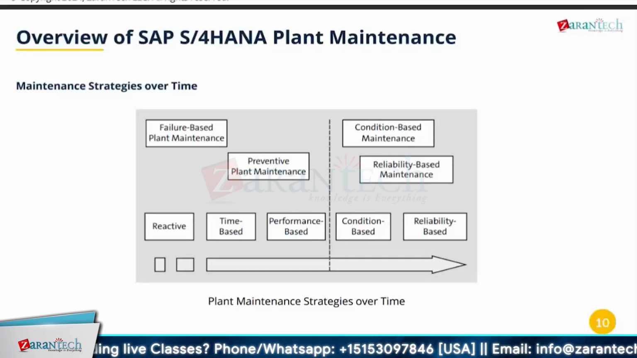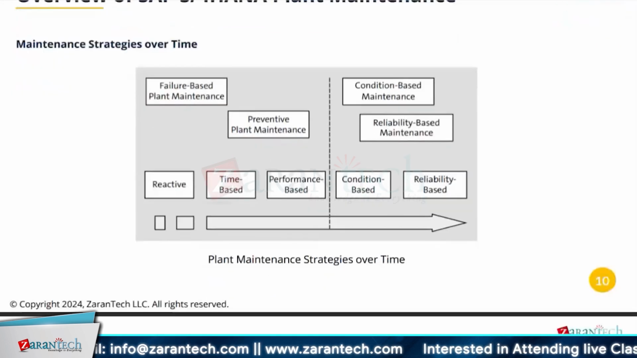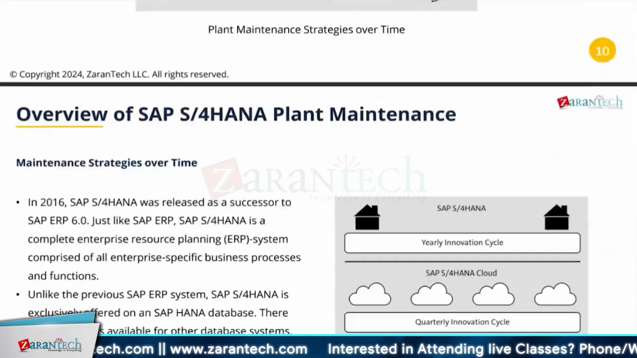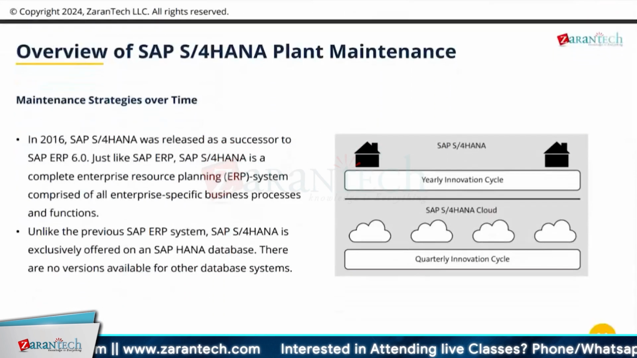And then condition-based maintenance, where we provide the condition, say pressure or voltage, all those things are considered condition-based. And then comes reliability-based maintenance, as the name says. So basically, we have the four maintenance types we cover: maintenance strategies over time.